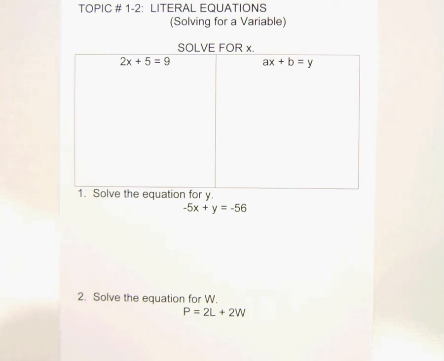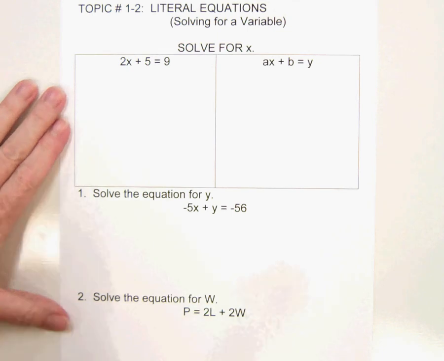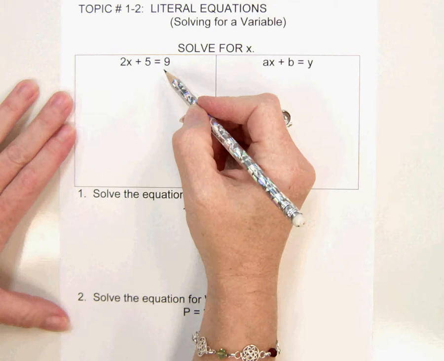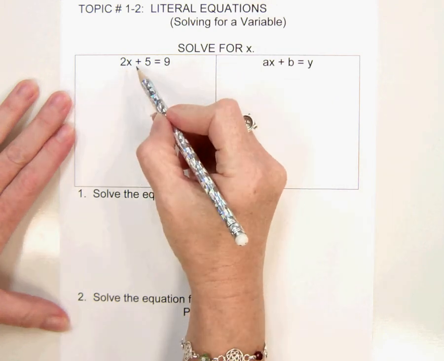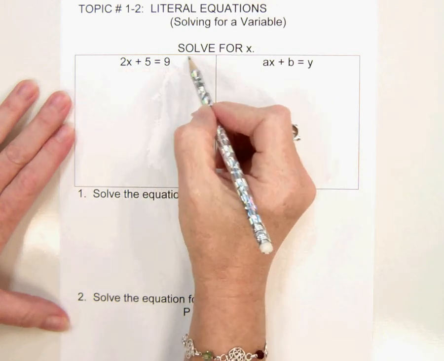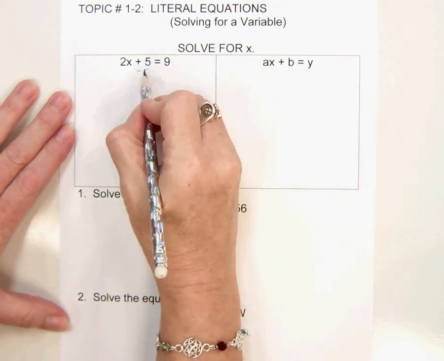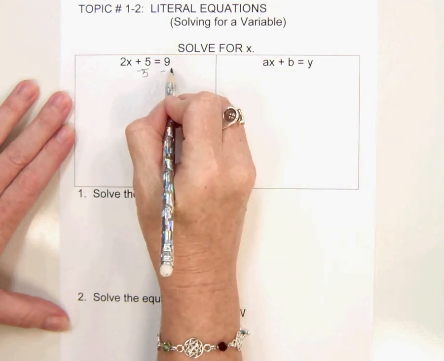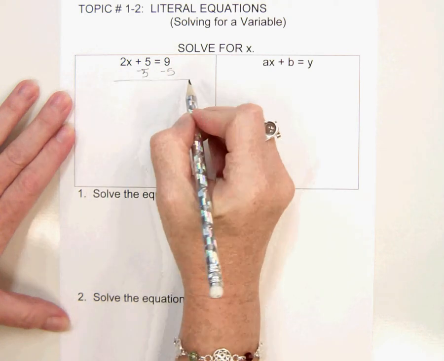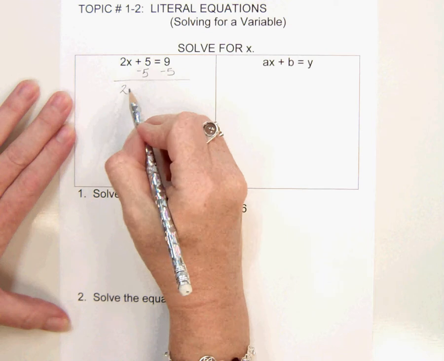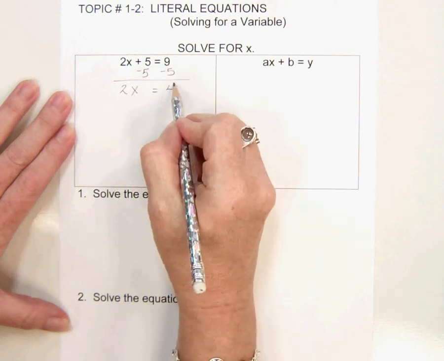The first one's an equation that helps you remember how to solve a two-step equation. You have 2x plus 5 is equal to 9, and we're asked to solve for x. In this equation, you need to subtract 5 from both sides of your equation. That would leave you with 2x equals 4.